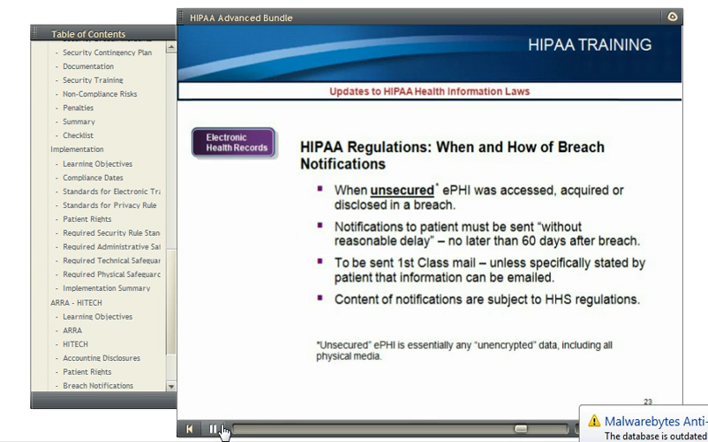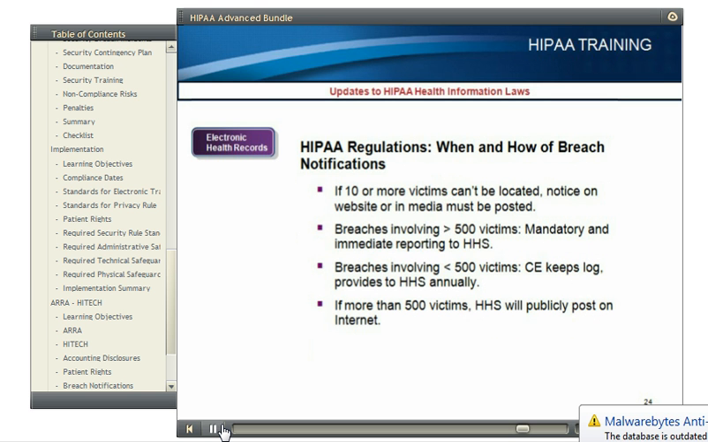Notifications to patients must be sent without reasonable delay, no later than 60 days after the breach. They are to be sent by first-class mail, unless the patient has specifically stated that information can be emailed. The content of notifications is subject to HHS regulations. Unsecured ePHI is essentially any unencrypted data, including all physical media. If 10 or more victims can't be located, notice on a website or in the media must be posted.